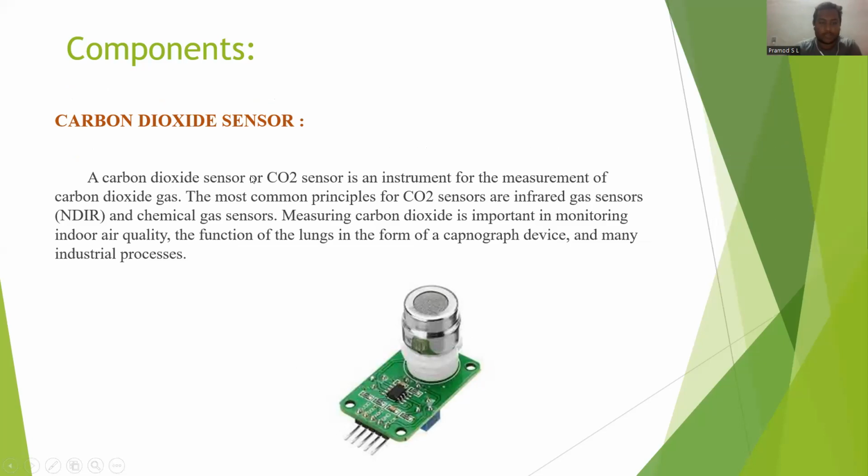The next one is the carbon dioxide sensor. This one is the carbon dioxide sensor, an instrument for the measurement of carbon dioxide gas. The most common principles for a CO2 sensor are infrared gas sensors and chemical gas sensors. Chemical and infrared gas sensors are present in these devices for sensing carbon dioxide. Measuring carbon dioxide is important in monitoring indoor air quality. It can sense the carbon dioxide presence and how much concentration of carbon dioxide is present in the indoor environment, and it is also used in many industrial processes.